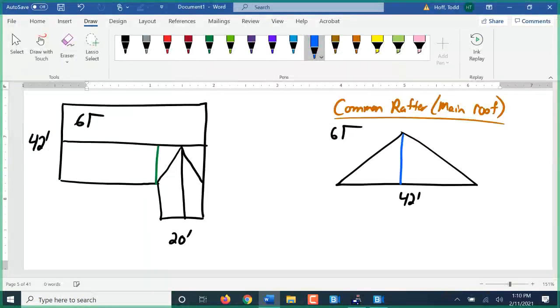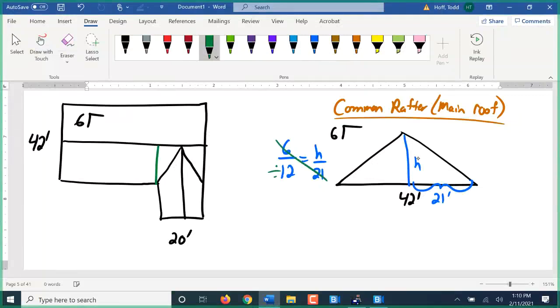First thing we've got to find here is the height. I'm going to use this run of 21 feet. Slope of 6/12 equals h over 21. Cross multiply and divide, we get that h is 10.5 feet. Now I'm going to leave that as a decimal for right now because we're going to use it.